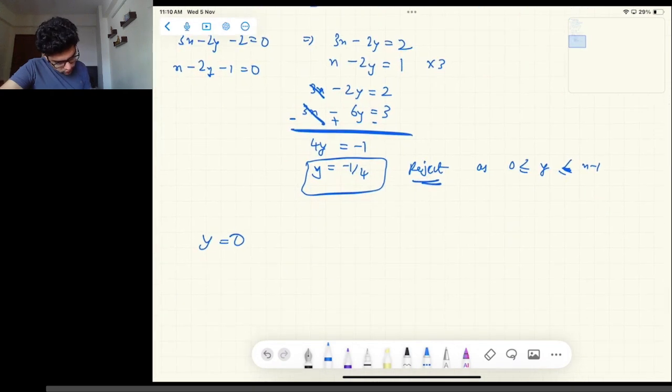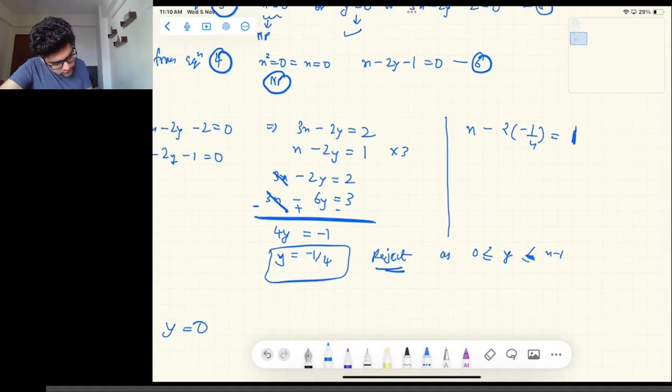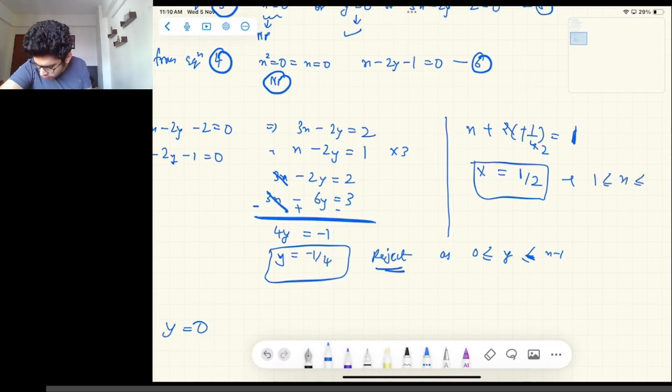Even if I find the value of x here, after putting in y is equal to minus 1 by 4, what I'll be getting is x minus 2 into minus 1 by 4, which is equal to 1. So this will give me x is equal to half. But then we also know that x lies between 1 and 2, it was given, right? So we'll reject this again.